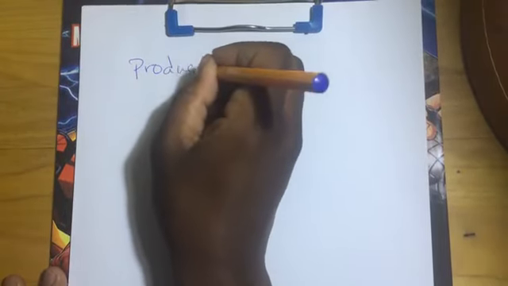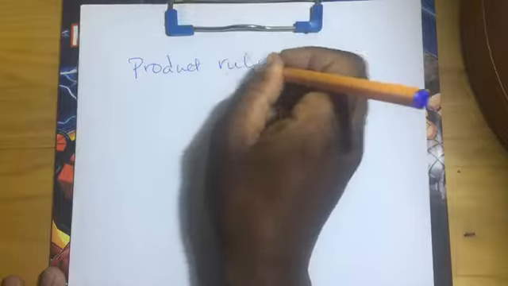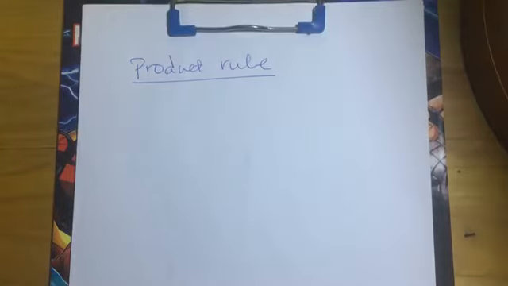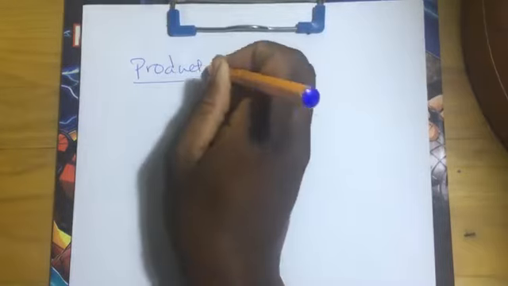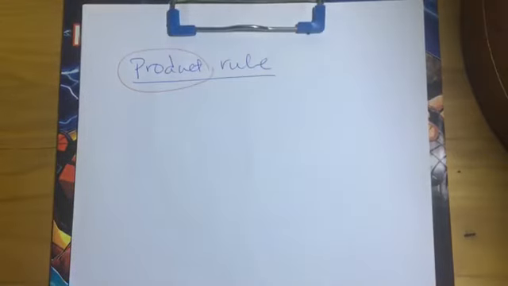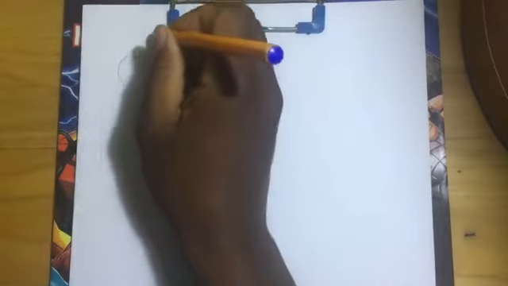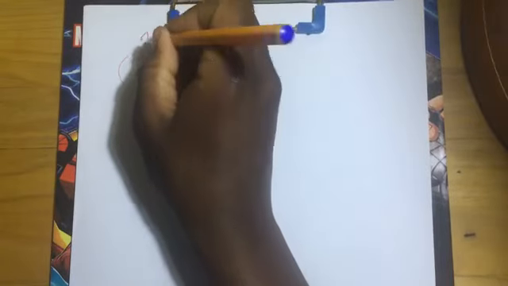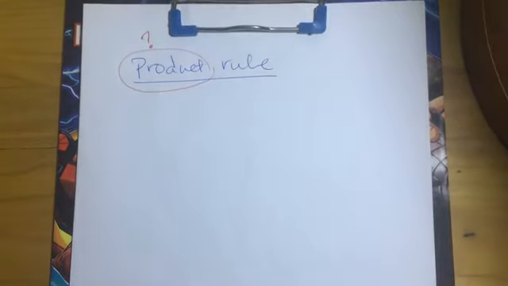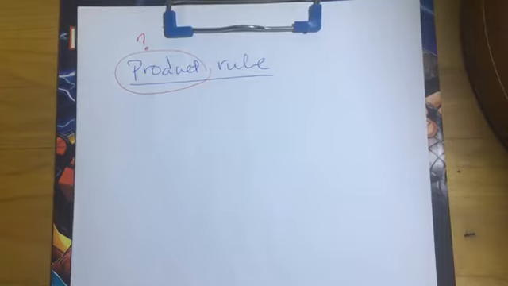All right. Now, we can do product rule. Product rule. Now, in mathematics, what does the word product mean? Are you adding, subtracting, multiplying, dividing? What does the word product mean in mathematics?